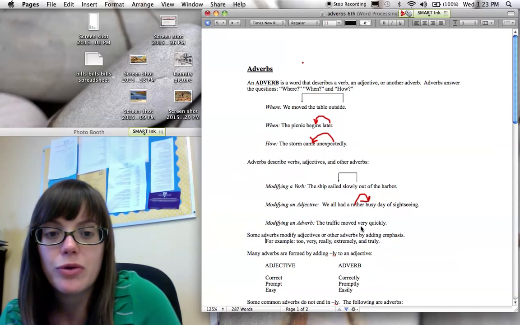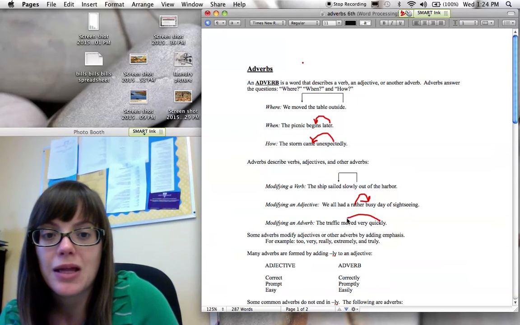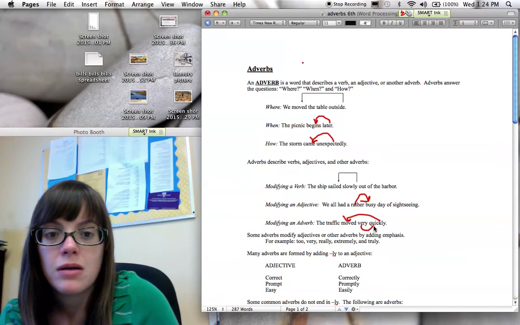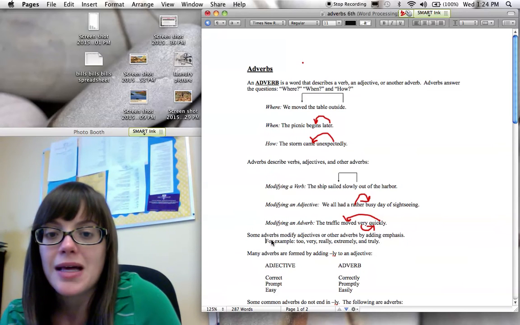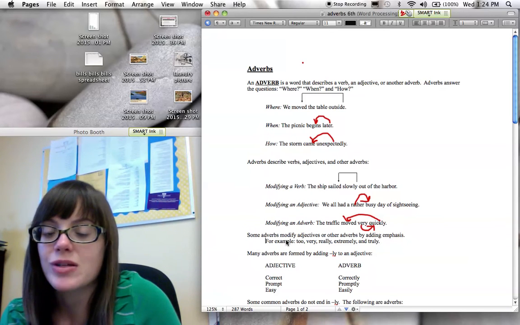All right, now adverbs can also modify other adverbs. The traffic moved very quickly. So quickly is my original adverb. It's telling me how the traffic moved. And very tells me how quickly it moved. It was very quickly.